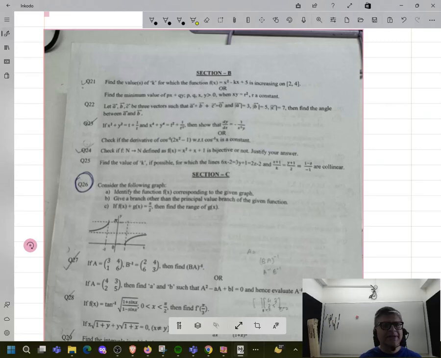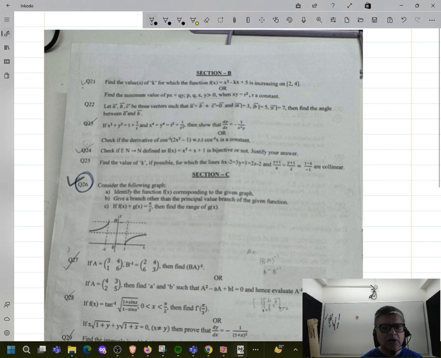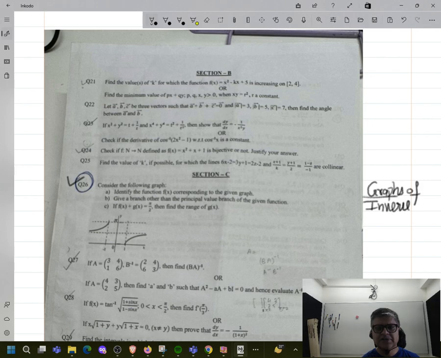See the question number 26. Okay, a lot of students find these graphical questions difficult and are not able to understand what these questions are. First of all, in board examination, one of the most important topics is the graphs of inverse trigonometric functions.